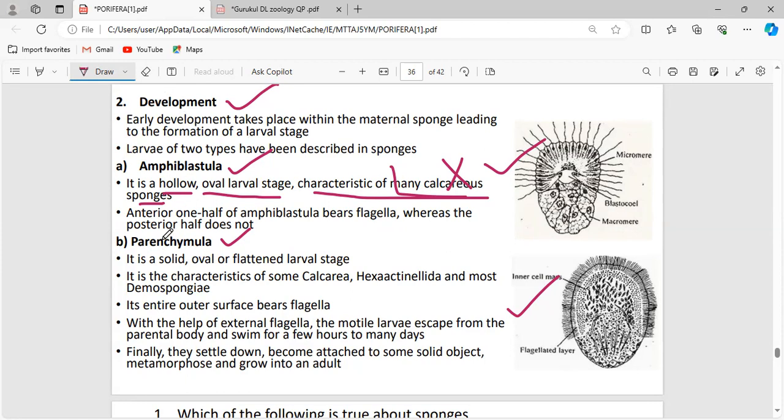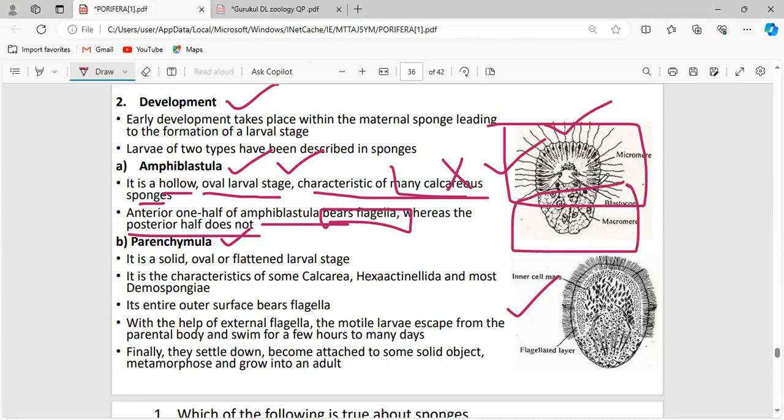The anterior half of the amphiblastula bears the flagella, whereas the posterior half does not have any flagella. These are all the unique characteristics. The amphiblastula is a hollow, oval larval stage, a characteristic of calcareous sponges. One half of the structure possesses the flagella and the remaining half does not. These are the unique characteristics you have to remember.